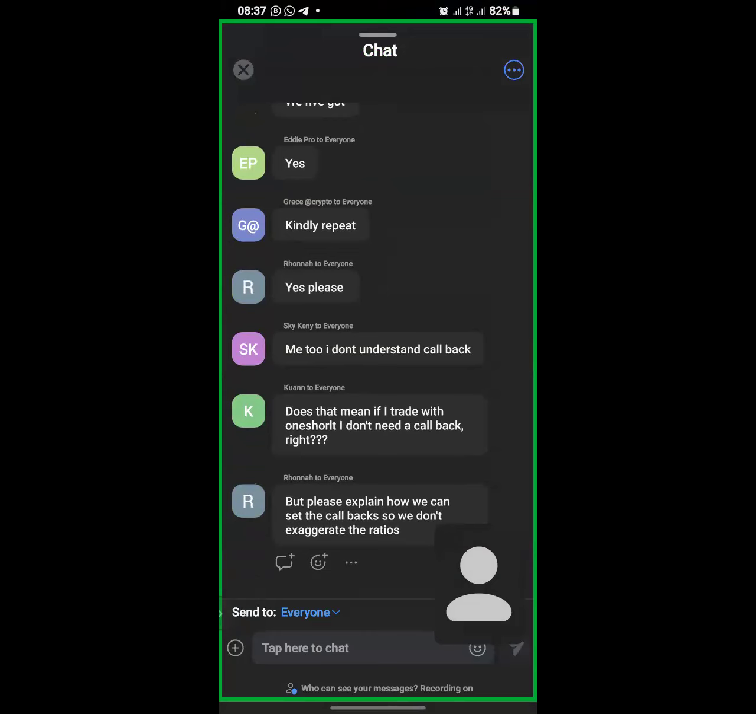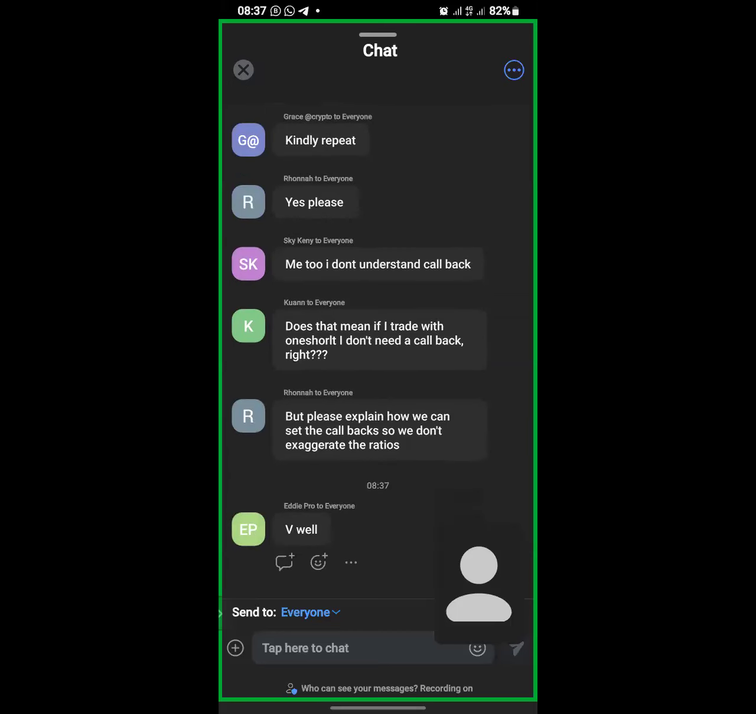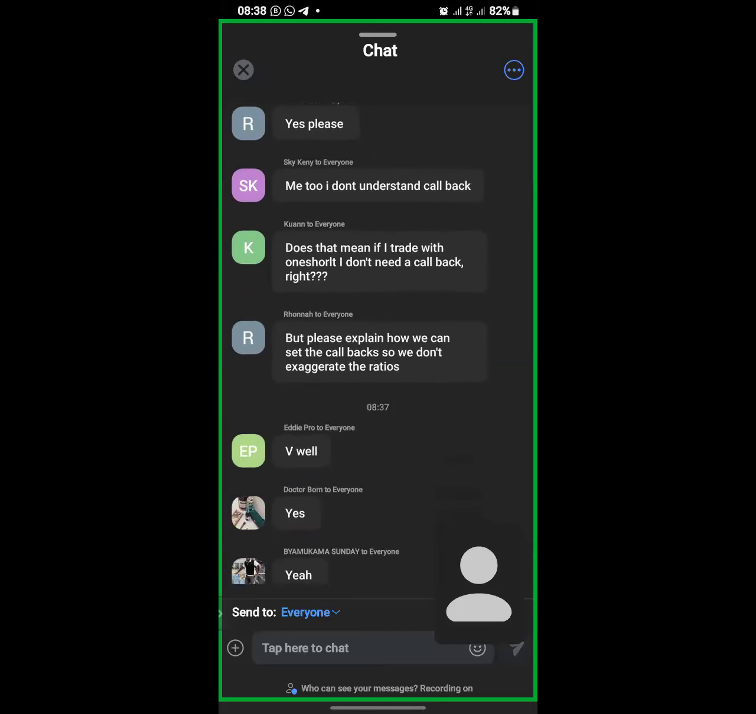The buying callback and the whole portion take profit callback. By the way, if you're trading with one shot, in most times you don't need the callbacks. You need the callbacks when you're trading on cycle. Someone asks: please explain how we can set the callbacks, so we don't exaggerate the ratios.